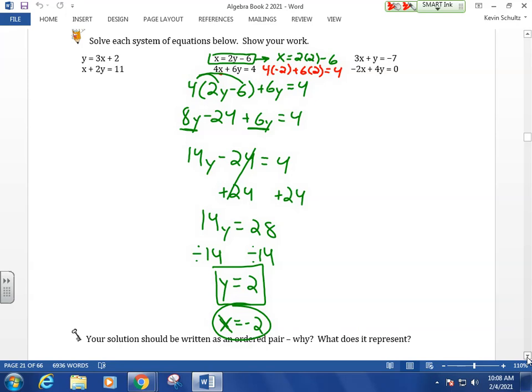So now we look at the third one. What's different about the third one than the first two? Seppa? What do you mean? I'm solving for two variables in all of them, but what do you mean?